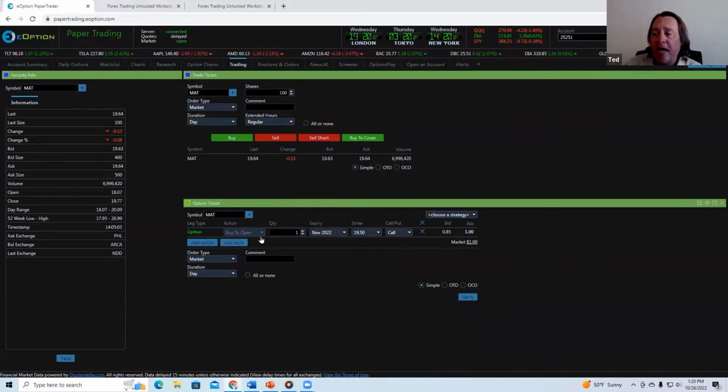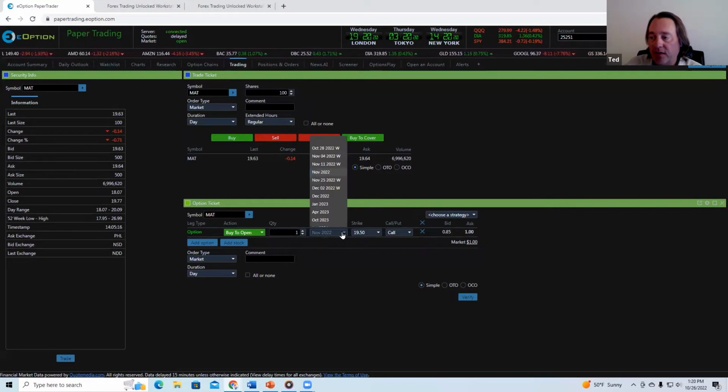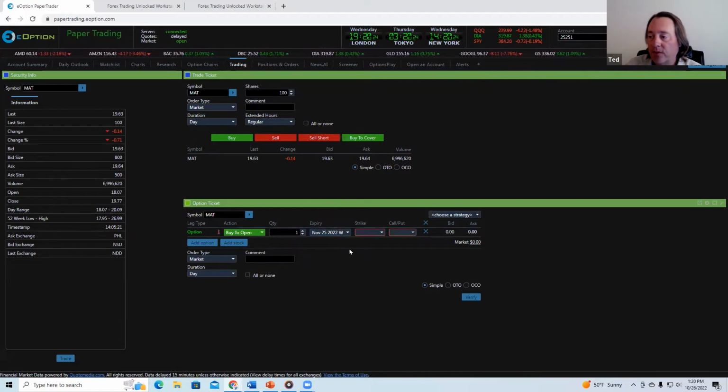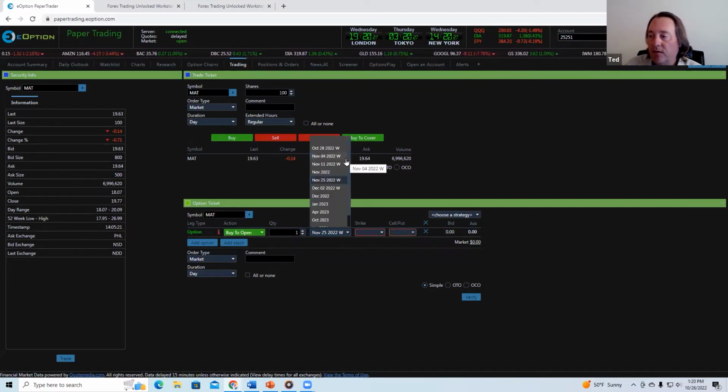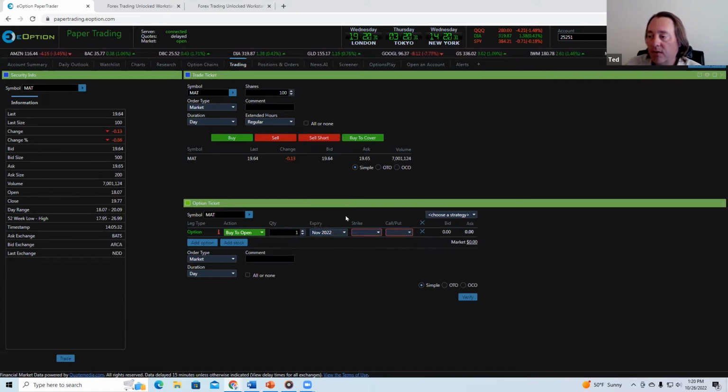Under option, we have buy to open because we're buying the option. We're not selling, because that would be selling the option naked. You don't want to do that, not unless you're a very advanced trader. Quantity is 1, expiration is November 22nd of 22, and that would be the later ones. That's the 23rd, or actually it's November 25th for this one. Oh, it's a weekly. Let me get it right back here. There we go. Okay, strike price. Sorry about that, folks. 1950 and call.